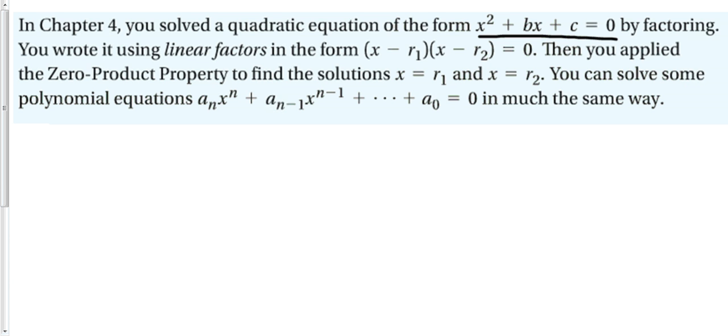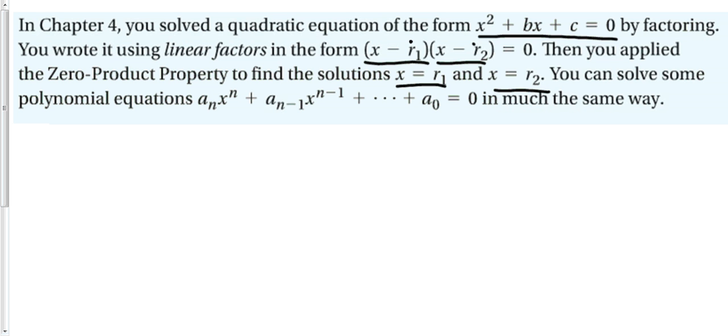We wrote it using linear factors in the form of x minus r1 and x minus r2. So we had two numbers that multiplied together to give me the trinomial that I started with. We then applied the zero product property to find my solutions of whatever number r1 happens to be and whatever number r2 happens to be. We set both pieces equal to 0 and solve for r1 and r2, whatever they were.